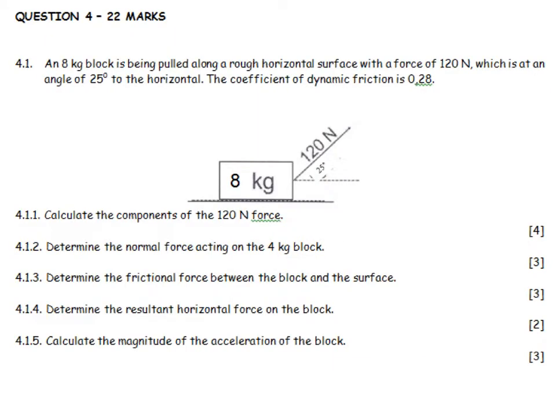An 8-kilogram block is being pulled along a rough horizontal surface with a force of 120 newtons, which is at an angle of 25 degrees to the horizontal. This isn't an inclined plane, but you're going to use your sine and cos again, because this is 120 in that direction, so you're going to land up with a horizontal component and a vertical component, and that vertical component is equal to the opposite side over there. So if I'm labeling this triangle, there's my hypotenuse, there's my opposite, and there's my adjacent. So it first says calculate the components.